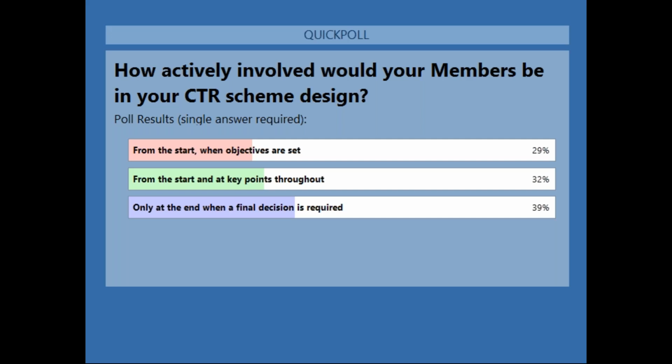Excellent. So what we have here then, 39% say members would only be active at the end when the final decision is required. 32% say that members would be active from the very start and at key points throughout, and 29% say from the start when objectives are set. Quite a mix. Any thoughts on that, Zoe? Yeah, having worked at 3 local authorities, I think the involvement of members does differ hugely between local authorities. It's just unbelievable that these are the same sort of set of organisations. So that doesn't surprise me.